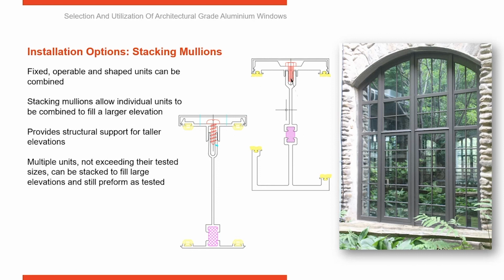So the heavier vertical elements in this elevation, those are stacking mullions that have fixed units and operable units set into them. So they become the structural component that ties multiple smaller units together. They allow you to take a number of different fixed and operable units, bring them all together into a larger elevation with the stacking mullion, securing them all together and providing the structural requirements to hold up to the wind load and snow load.